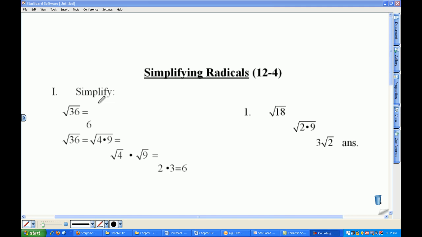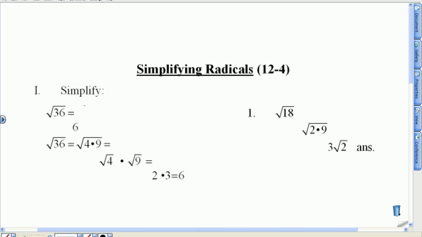Today we're going to discuss how to simplify radicals. This is Chapter 12, Section 4. We are going to use a modified factoring tree for this. Now, even though we know that the square root of 36 is 6, we can look at the process that we're going to use for the harder problems, and maybe it'll make a little bit more sense for you.